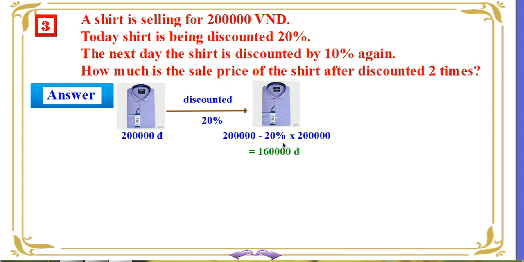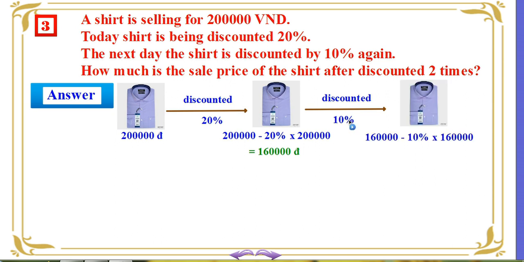And you do the same thing for the next sale. But now it is a 10% discount of 160,000 dong. Finally, the price of the shirt after the second reduction is calculated by subtracting 10% of 160,000 dong from 160,000. And the result is 144,000 dong.